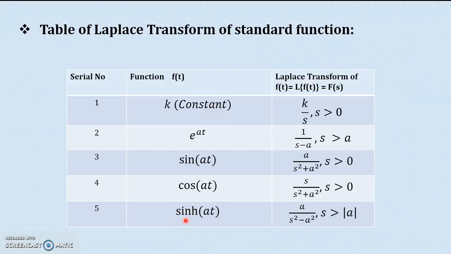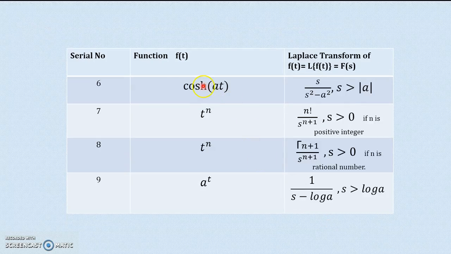If the function is hyperbolic sine of at, then its Laplace transform is a upon s square minus a square for s is strictly greater than mod of a. If the function is hyperbolic cos of at, then its Laplace transform is s upon s square minus a square for s is strictly greater than mod of a. If the function is t raised to power n, where n is a positive integer, then its Laplace transform is n factorial upon s raised to power n plus 1 for s is strictly greater than 0.